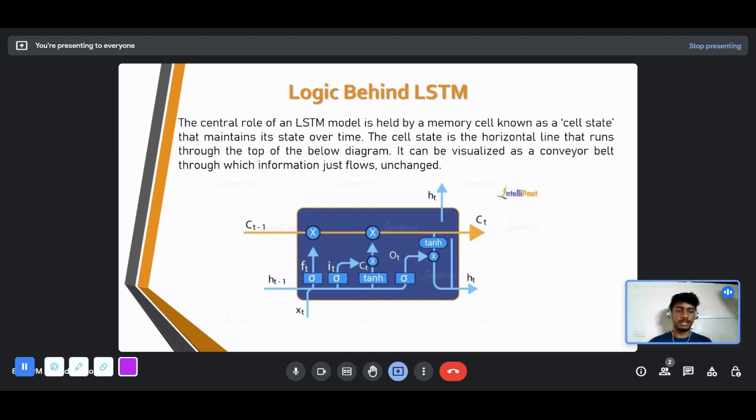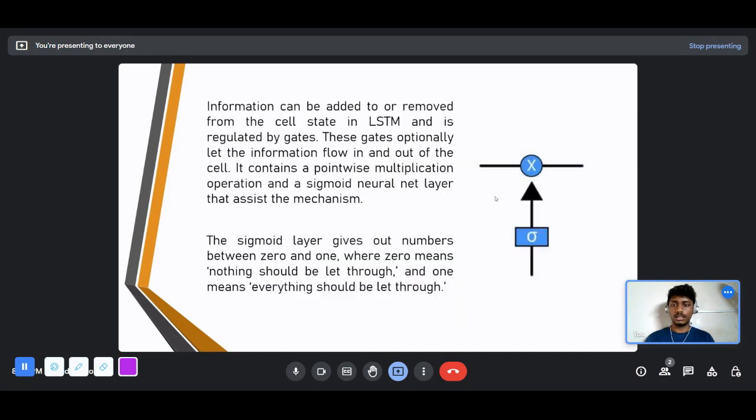The LSTM does have the ability to remove or add information to the cell state, carefully regulated by structures called gates. Gates are a way to optionally let information through. They are composed of a sigmoid neural net layer and a pointwise multiplication operation. Here we see information can be added or removed from the cell state in LSTM and is regulated by gates, as I told before. The sigmoid layer outputs numbers between 0 and 1, describing how much of each component should be let through. A value of 0 means let nothing through, while a value of 1 means let everything through.